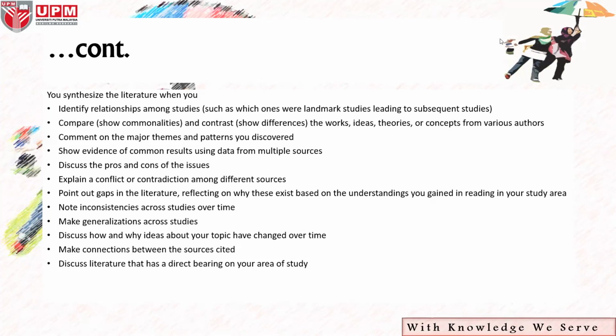And then make connection between the sources cited. Jangan cite sources tu, kita letakkan sumber tu. We locate our references, but the references are not connected from one and another. Dia adalah dua dot yang tak berkait. Kalau kita baca balik, apa kaitan reference kedua dengan reference pertama? Okay, so make sure the references that you cited have connection. Okay, and then discuss literature that has a direct bearing on your area of study.